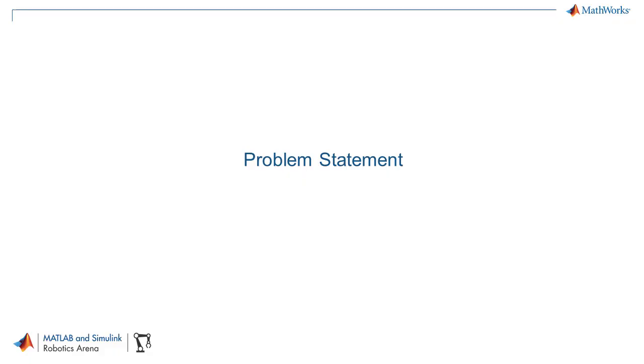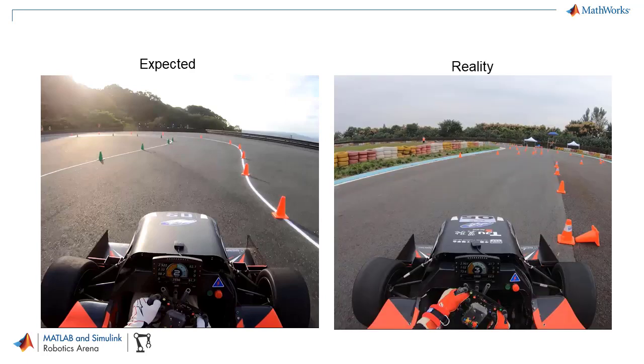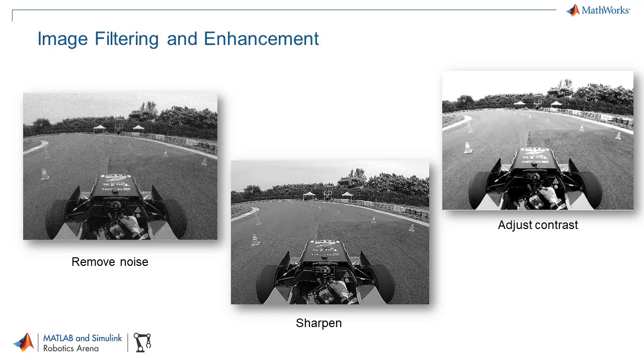After understanding some basics of working with images, let's dive into a problem. Let's say you are at an event where your autonomous racing car competition is held. You expected it to be a clear sky, but it turns out that it's pretty cloudy that day. How do you pre-process such kind of data? This is where image filtering and enhancement helps. It makes it easier to identify key features of an image by removing noise, sharpening, or adjusting contrast.